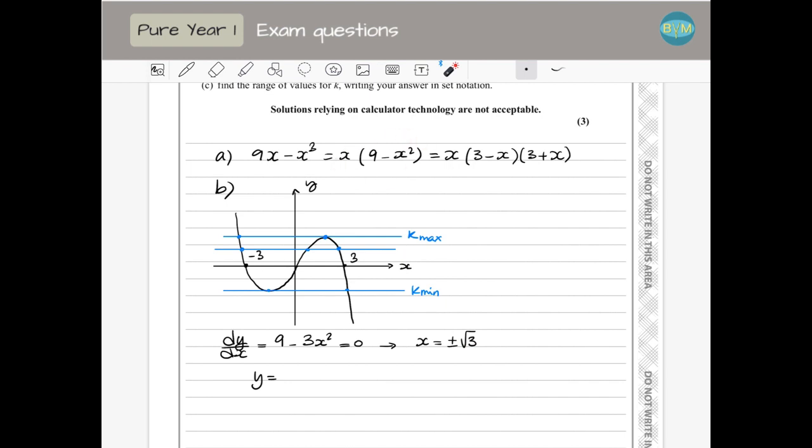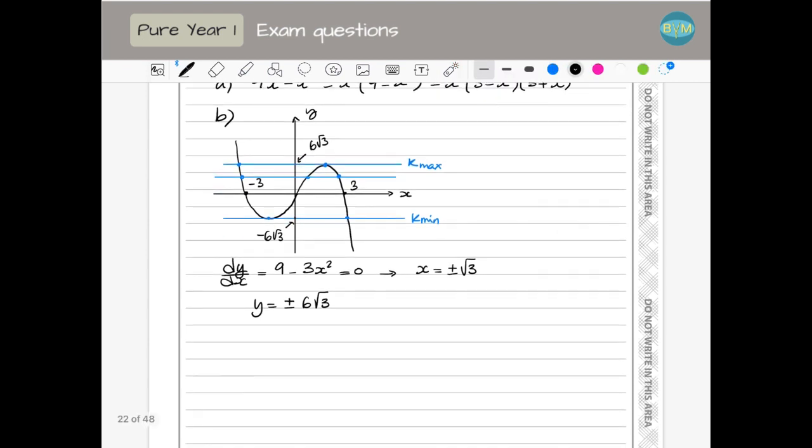Root 3 squared is 3, 9 minus 3 is 6, so 6 root 3, and the other is going to be minus root 3. So my y's are going to be plus or minus 6 root 3, just substituting the x in my equation. This value here is going to be 6 root 3, and this value here is going to be minus 6 root 3, which means that k is going to be between minus 6 root 3 and 6 root 3.